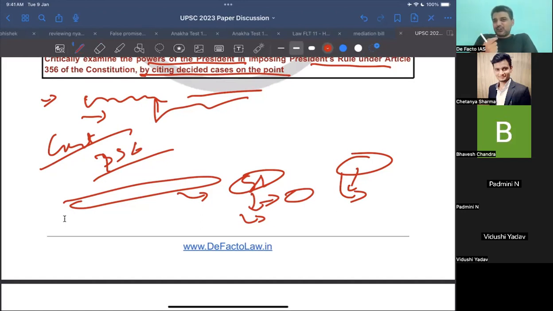Yes, Amit, very correct. Jitendra is also very correct. State of Rajasthan, President of India. The Maharashtra case also you can mention. Okay. So a very nice structure, the constitutional provision.